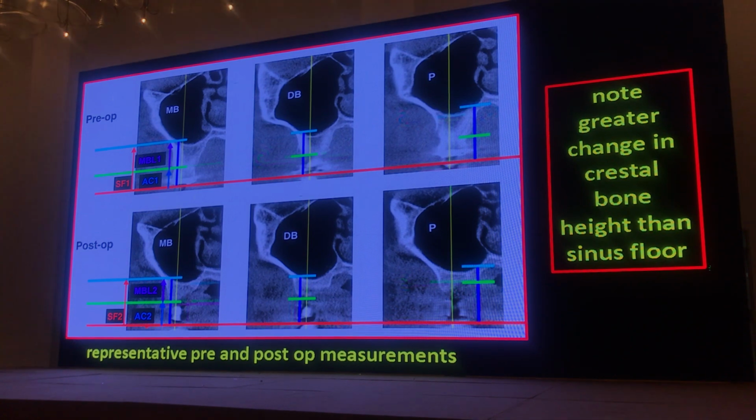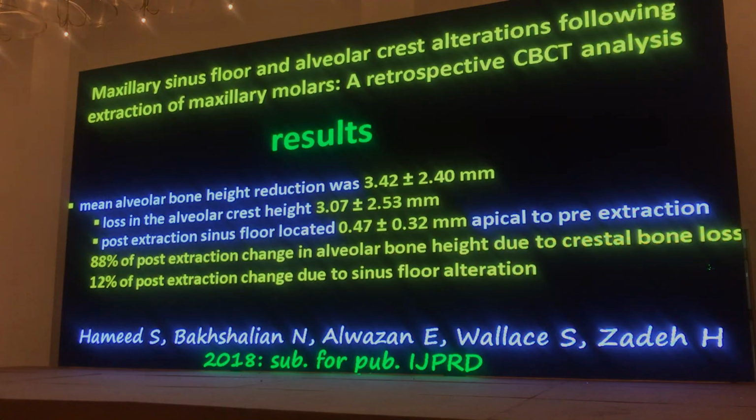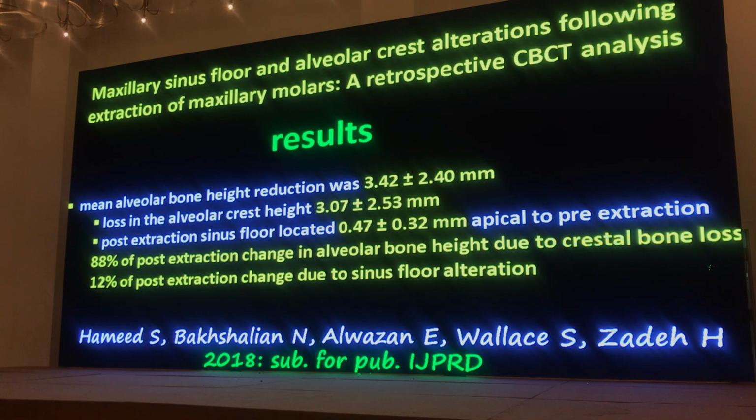What's changing is the green line and the distance of crestal bone. The difference between the blue and the green line is what's changing, because the green line is moving up. Loss of crestal bone. And we looked at that, and it turns out that when you look at the mean loss, the mean height and bone reduction was 3.42 millimeters. Of that 3.42, 3 was due to crestal bone loss, and 0.47 was due to movement of the sinus floor.